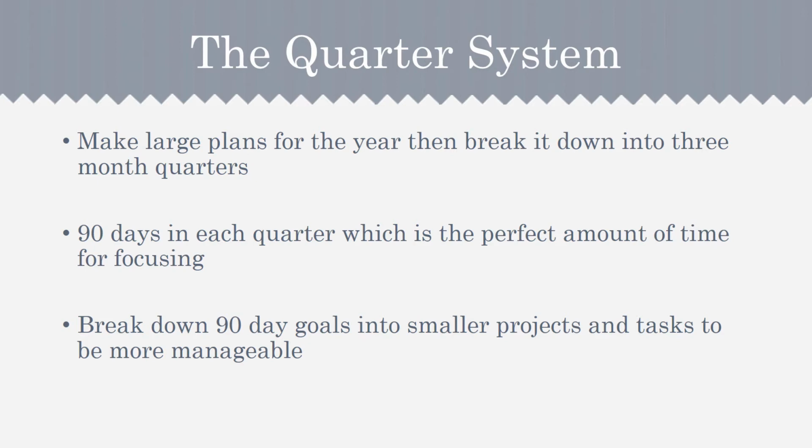By breaking the 90-day goals down into smaller projects and tasks, it becomes even more manageable and keeps you focused. So at the end of the 90 days, 2 weeks out from the 90-day mark, you're not rushing to get all your work done. You've been working on all of these different projects and tasks throughout the period that helps you reach your goal.